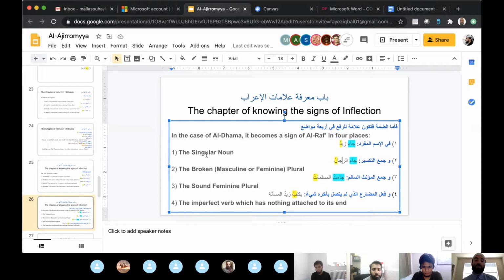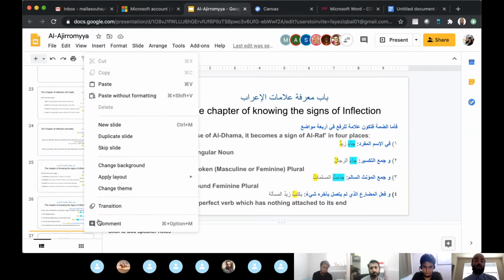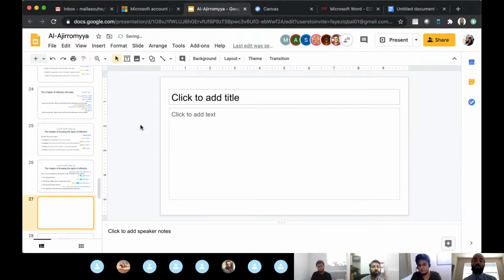So the first place where dhamma becomes a sign of rafa is in the singular noun. Right? In the singular noun. I guess it's a good start to talk about the different types of nouns when it comes to quantity in the Arabic language.